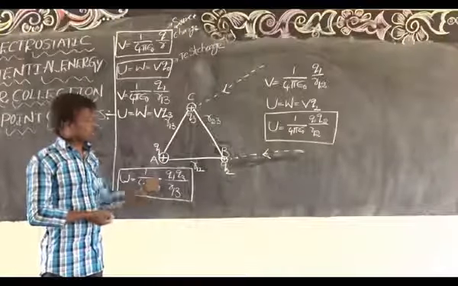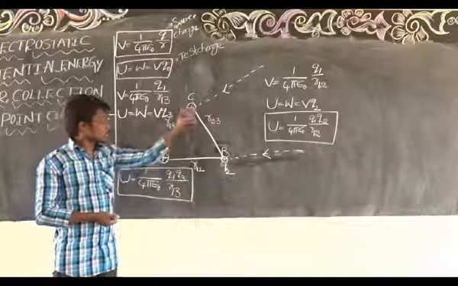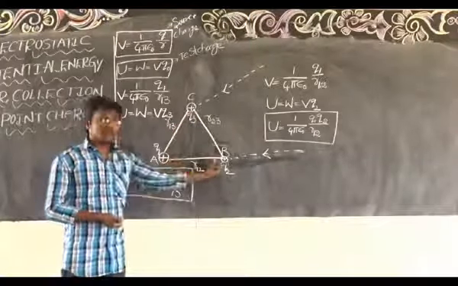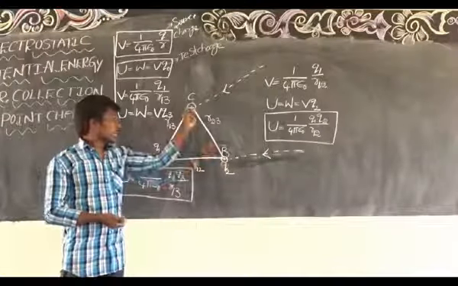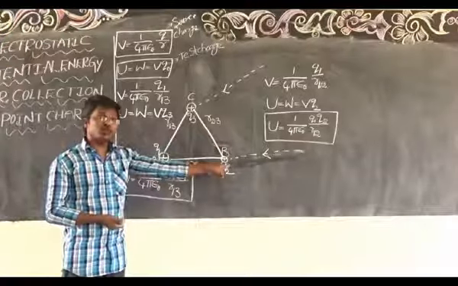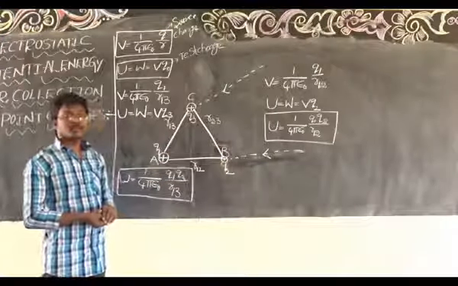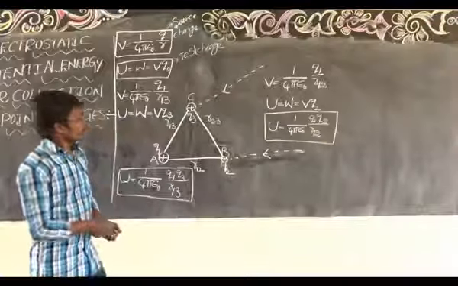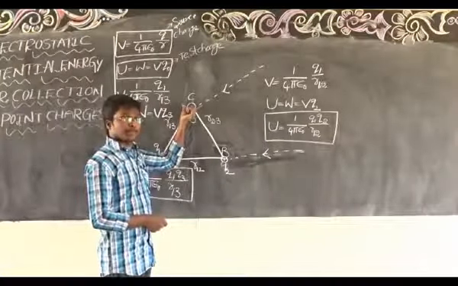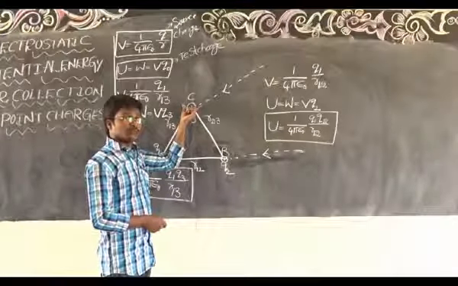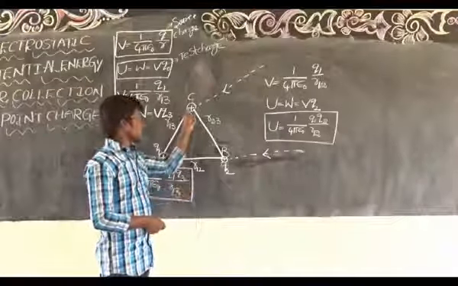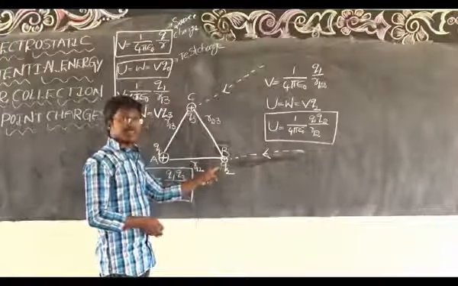It's not finished. One more charge also there, no? Electrostatic potential at point C due to first source charge is finished. Second source charge also there. Electrostatic potential at point C due to second charge Q2. Now, electrostatic potential at point C due to Q2, the second charge.